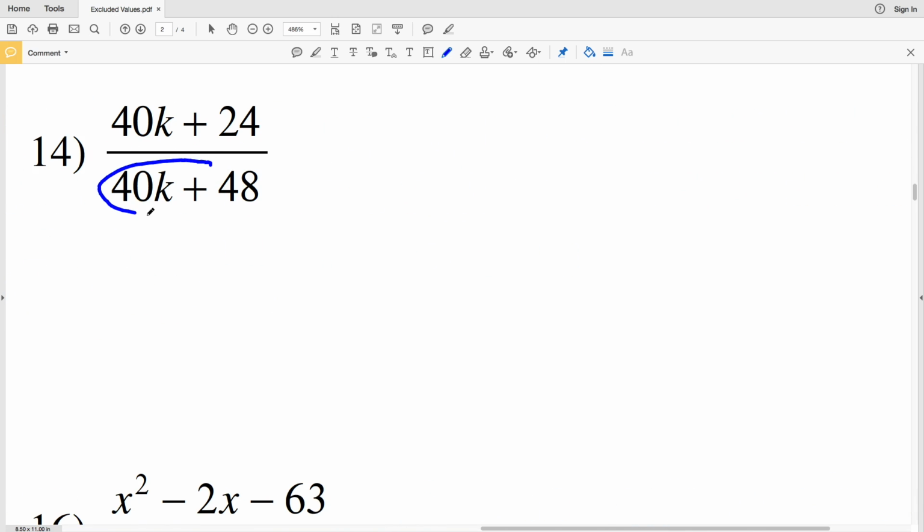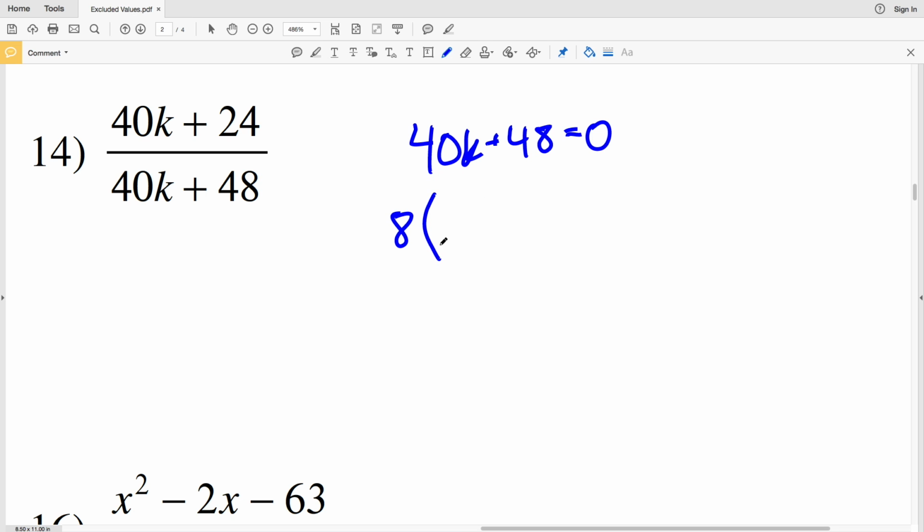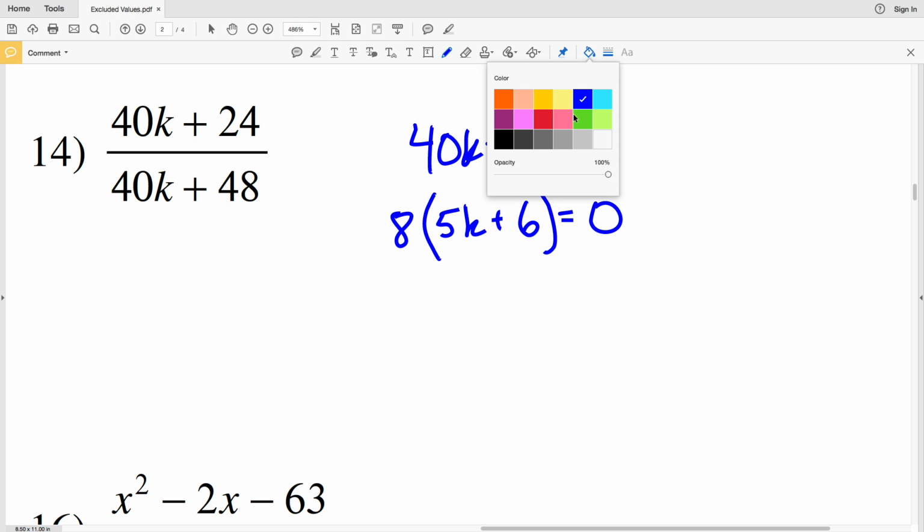In number 14, we have 40k plus 48. So when 40k plus 48 equals 0, that's when we can solve for our excluded value for k. Now 40 and 48 are divisible by a common number, and that is 8. If I pull out an 8, 8 times 5 is 40, so I'll have 5k plus, and 8 times 6 is 48. So within my parentheses, I'll have 5k plus 6, and that's getting multiplied to 8. So that binomial factored is 8 times 5k plus 6, and that's going to be equivalent to 0. When that equals 0, we'll solve for k to get our excluded value.